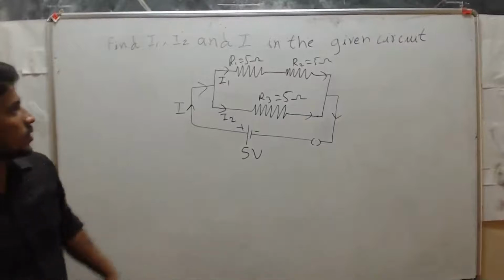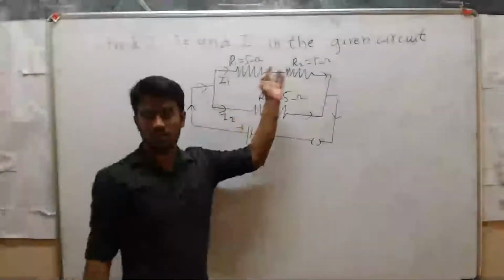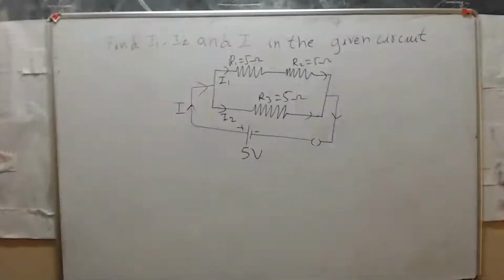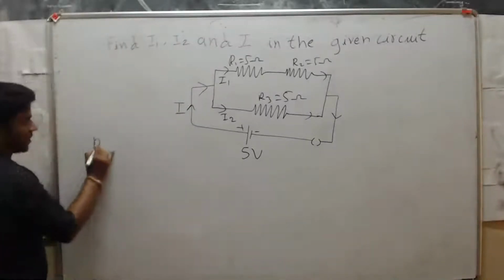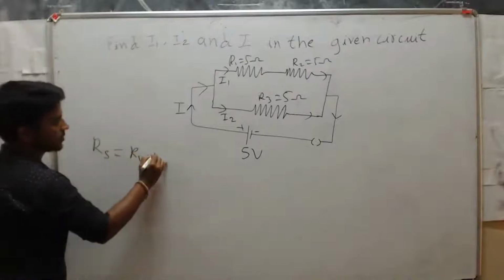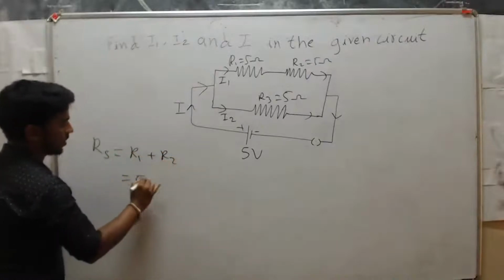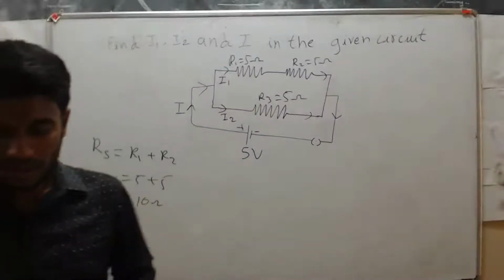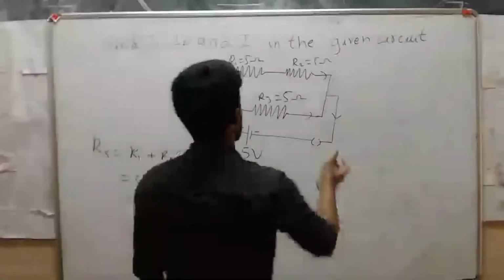Yes, sir. If you want to calculate I1, first solve these two resistors. These two resistors are in series. So RS is equal to R1 plus R2, that is 5 plus 5 is equal to 10 ohm. Now you can redraw this circuit as 10 ohm.